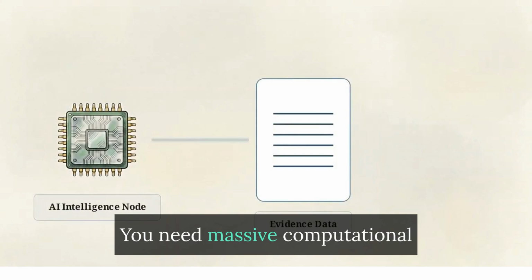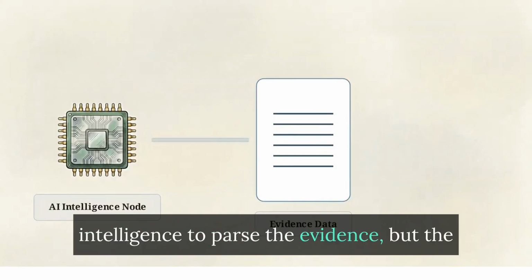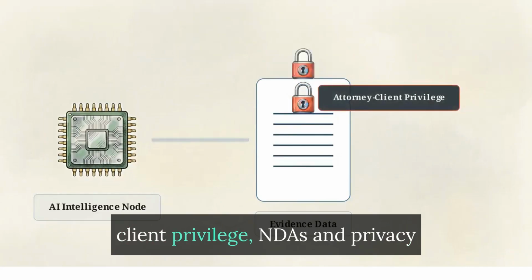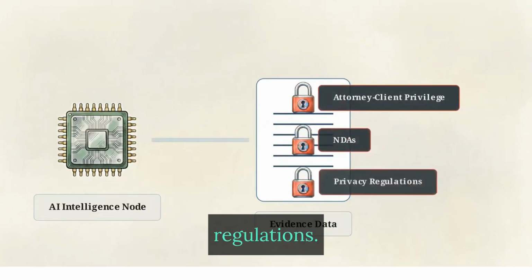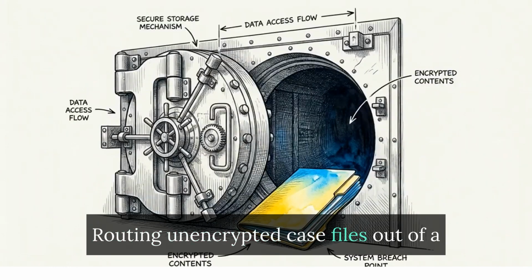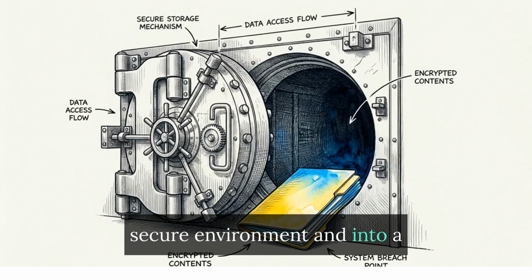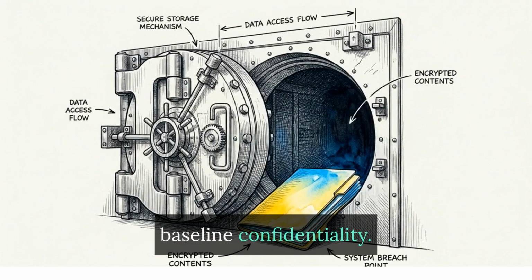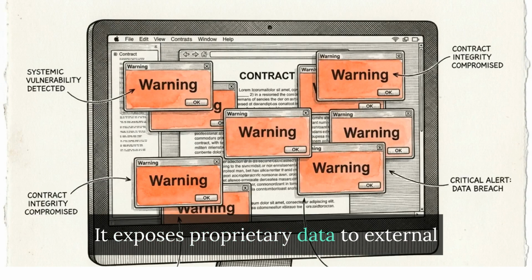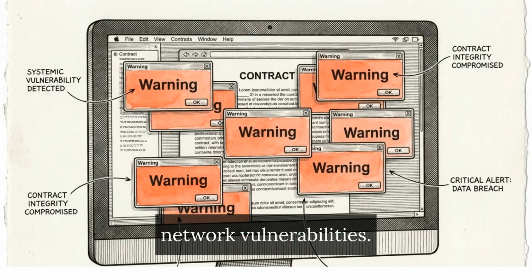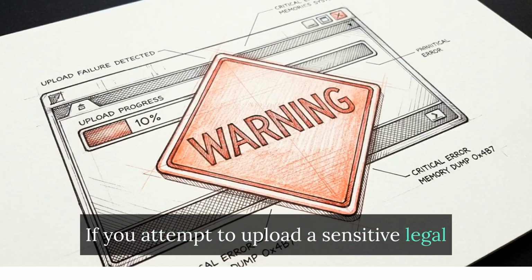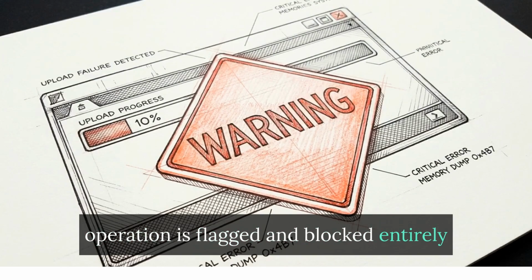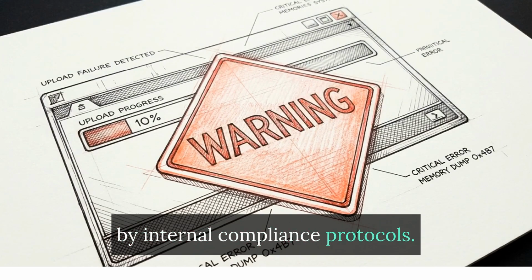You need massive computational intelligence to parse the evidence, but the evidence itself is protected by attorney-client privilege, NDAs, and privacy regulations. Routing unencrypted case files out of a secure environment and into a commercial cloud AI provider violates baseline confidentiality. It exposes proprietary data to external network vulnerabilities. If you attempt to upload a sensitive legal PDF to a centralized cloud provider, the operation is flagged and blocked entirely by internal compliance protocols.